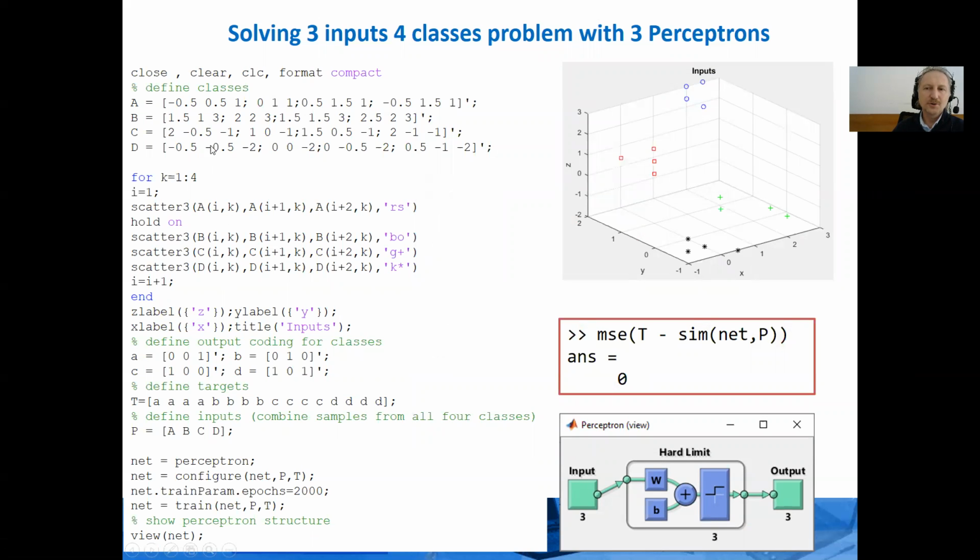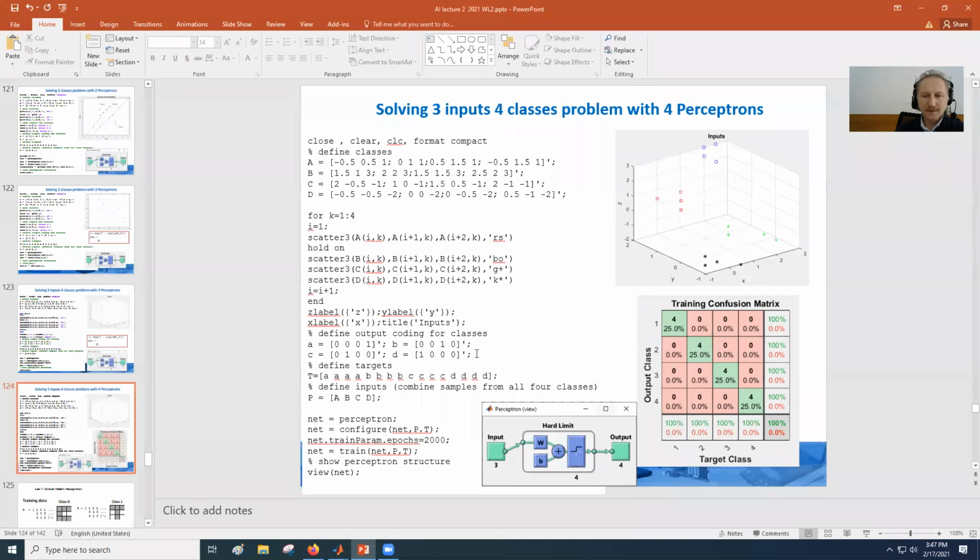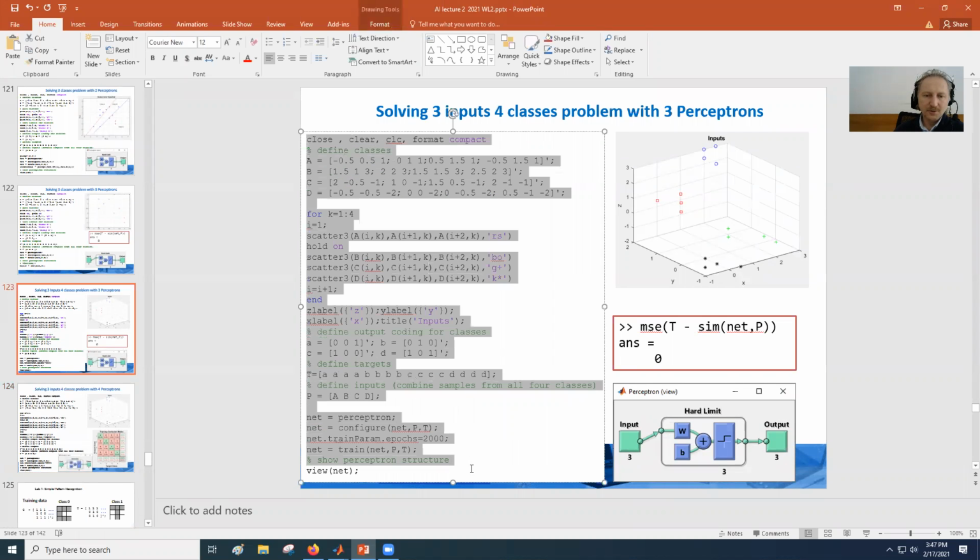Again, when you run this code, it will successfully separate 3D. Look, this is 3D. That's why we have 3 inputs. For example, this is class A, this is class B, this is class C, class D. They will be separated. Perceptron will separate it by using two planes like that. We cannot visualize it in this example, but it will successfully separate. When you look at the mean square error, it is 0. This means it is successfully separating the classes. Let's run this code.